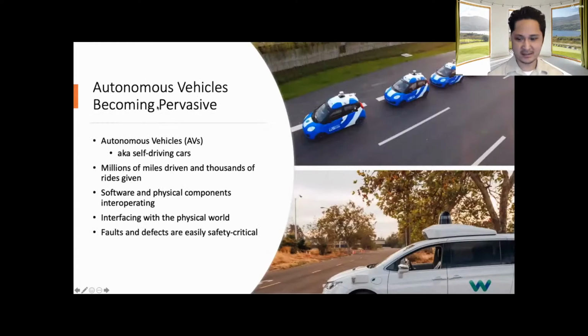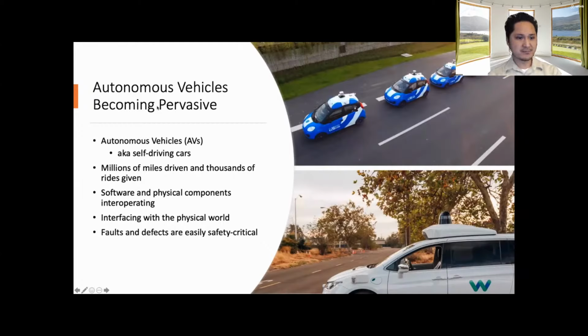So one of the things that you will maybe start noticing from even the talks in this session is that autonomous vehicles are in fact becoming ubiquitous and pervasive. Autonomous vehicles, also called self-driving cars, are being claimed by the companies that are making them to have already driven millions of miles and also have given thousands of rides on top of that.